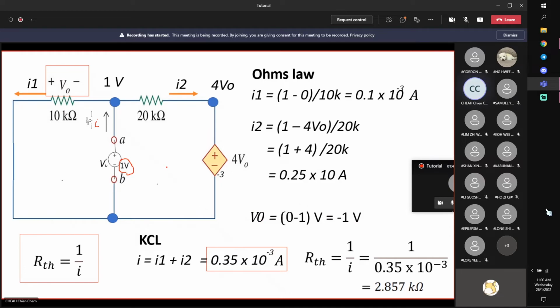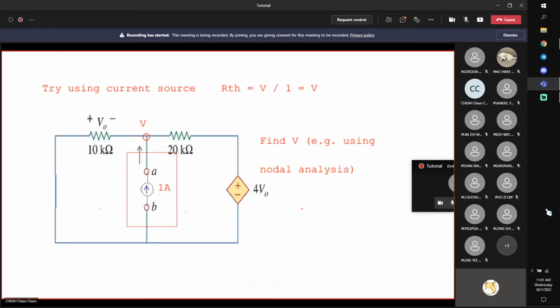So I hope everybody gets the idea. We do not know the resistance of this component, so we pump in something there, determine the other variables, and then find the resistance. I suggest that you go back and try this. Try using a current source. Now, if you have a current source, then use any method to solve it.